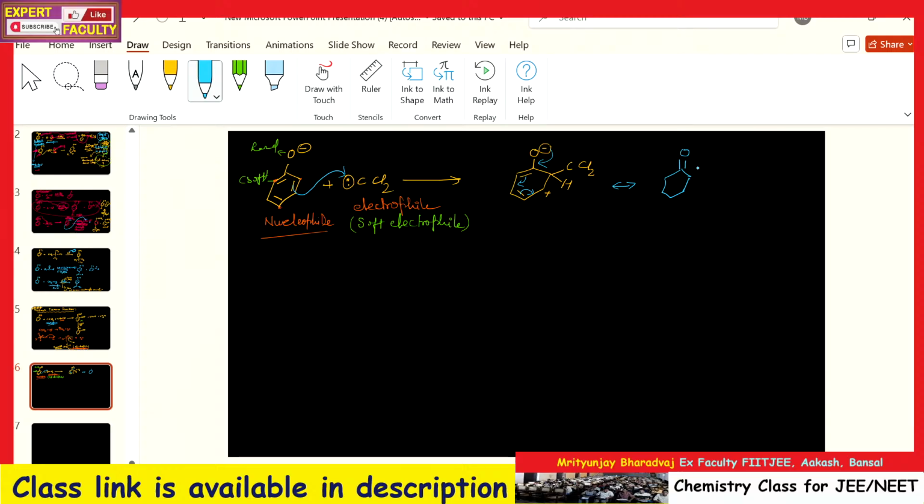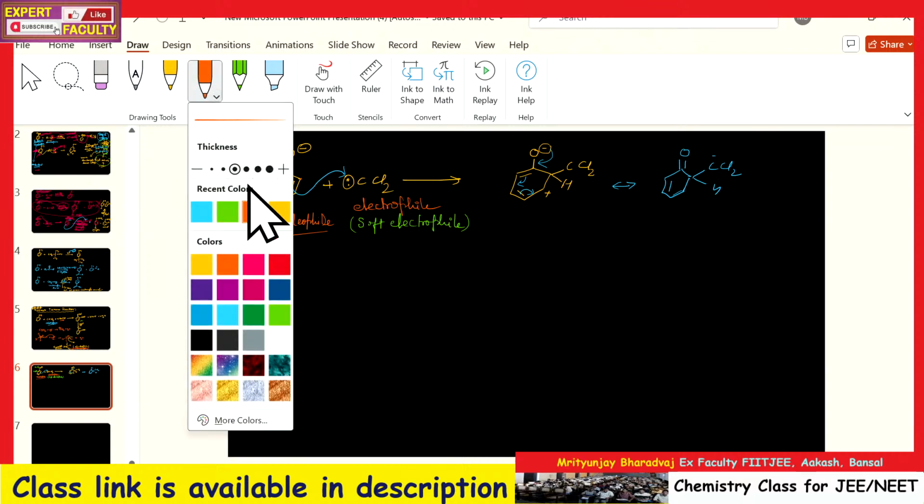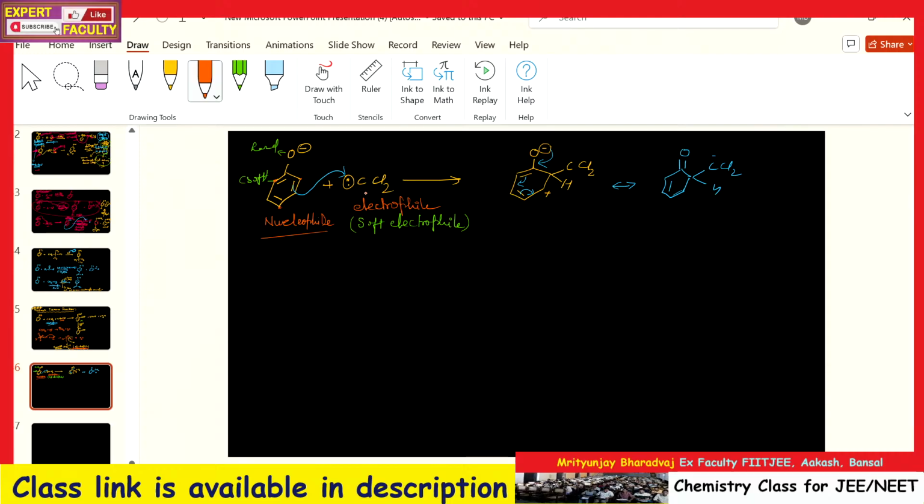So double bond O, CCl2, H, pi. And look, carbon will have a negative charge, because it is neutral and gaining an electron pair, so it will become negatively charged. What do you think? Out of these two resonating structures, which one will be more stable? First one or second one? First one, sir. Why? More negative charge and more electrons.